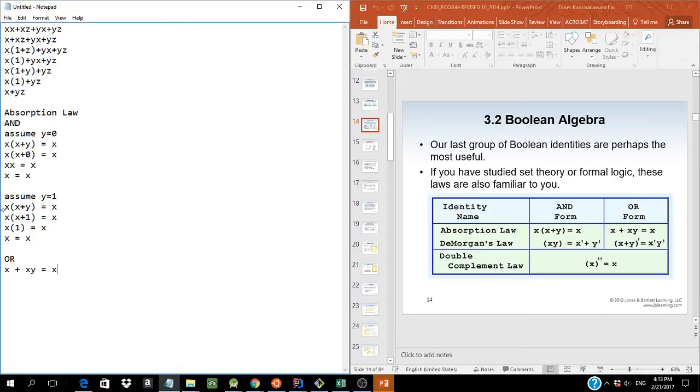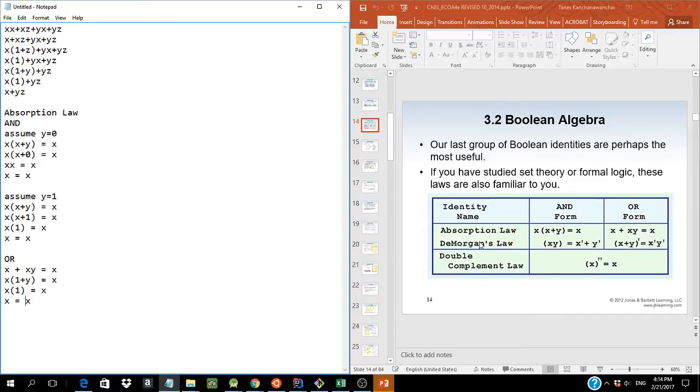Again, if I assume y equals 0, or actually, you can just factor: x times (1 plus y) equals x. And 1 plus y is 1, because whenever you have or with 1, it's always 1. So that's why we have 1. So it equals x. So that's pretty much just proof that this is true. That's why x or xy equals x.